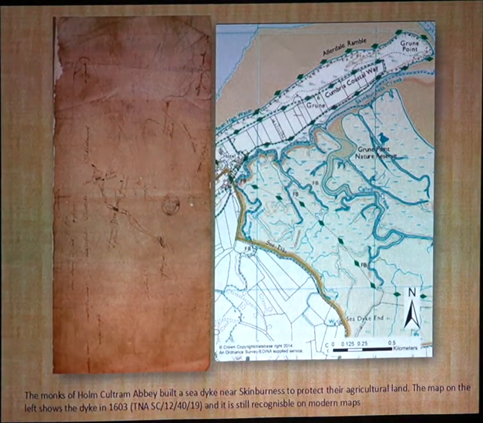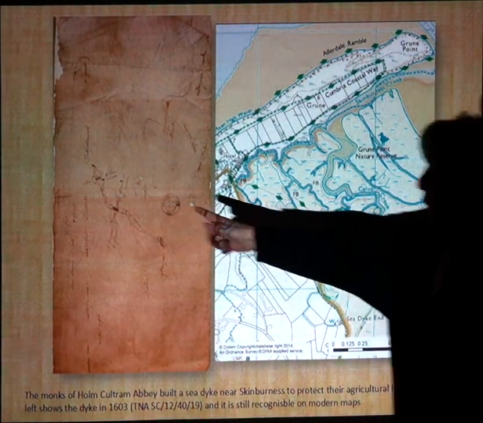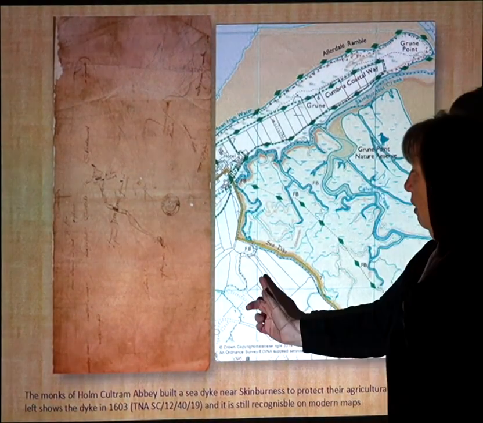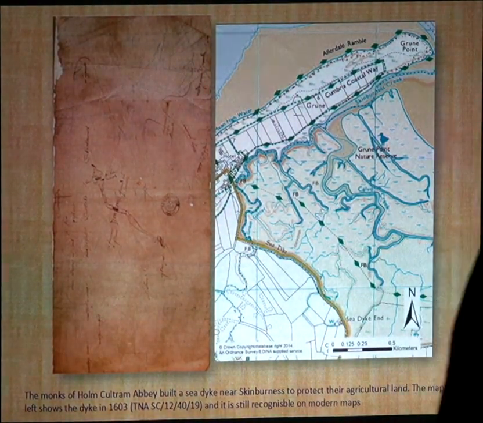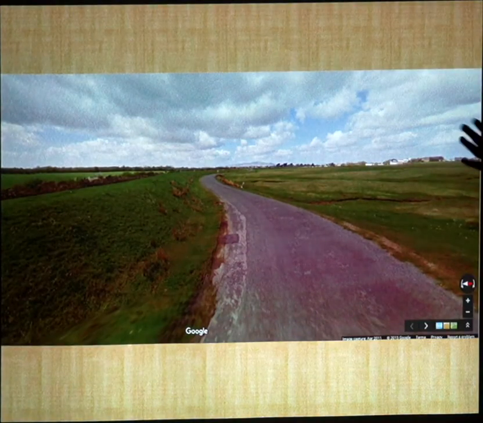It had a town, it was given a borough, Skinburness, and its land, which is quite low-lying, was protected by a sea dike. And this is a late 16th century map showing the sea dike. Can you see the bend there? That's there. There's the syke that goes through it there. Next, please. And of course it's still there. If you drive along that coast, you drive next to a big bank, that is the medieval sea dike that protected the lands of Holme Cultram Abbey. Next please.